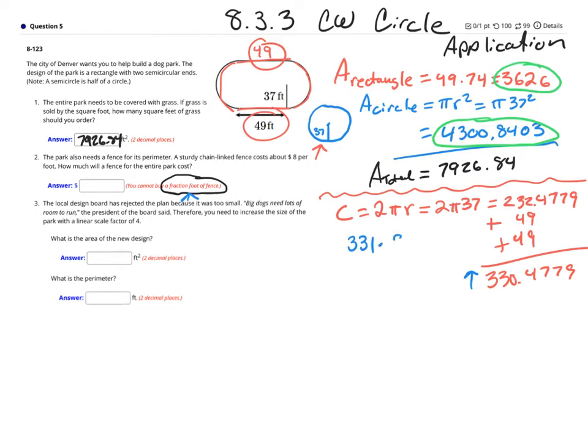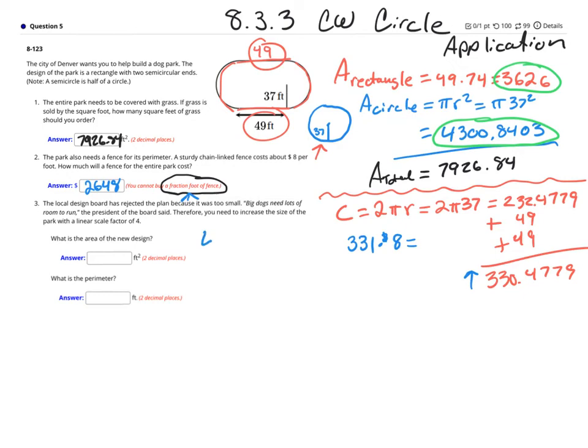Then I have to multiply that by $8, and that will give me the total cost, which will be $2,648. Next it says the local design board has rejected the plan because it was too small. Big dogs need a lot of room to run. The president of the board said, therefore, you need to increase the size of the park with a linear scale factor of 4. So, what is the area of the new design and what is the perimeter?